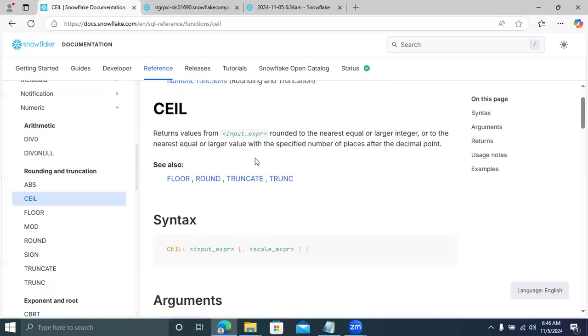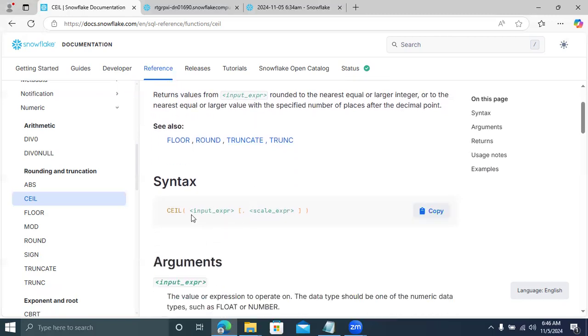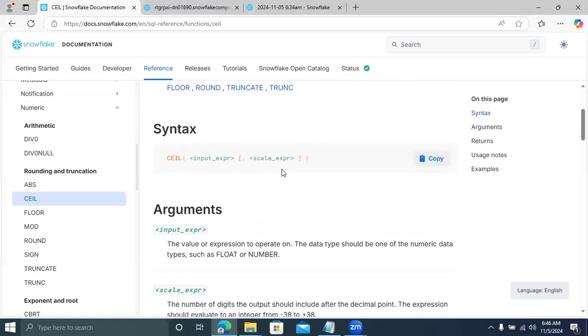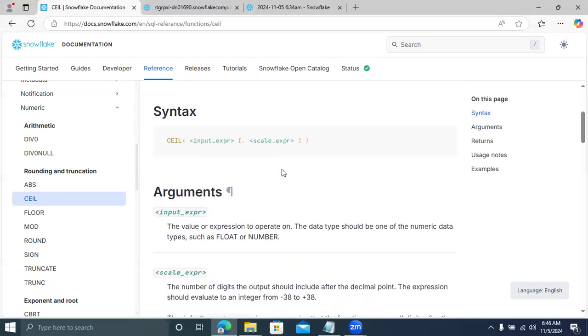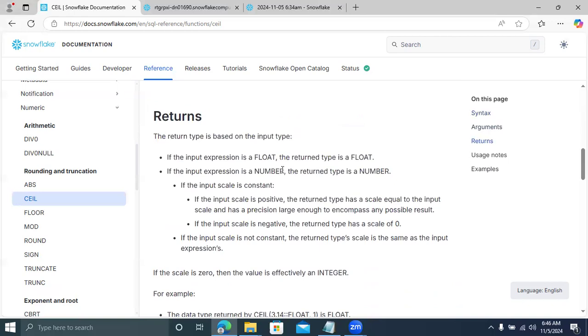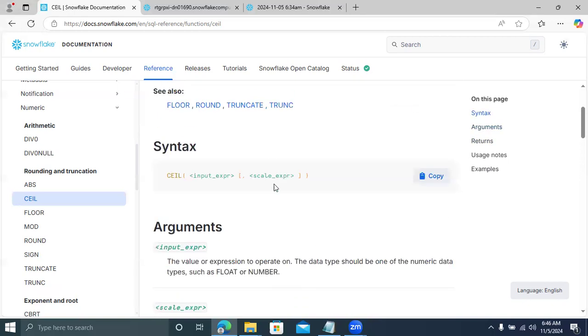Now, if you see the syntax, right? For the ceil function, you have to give the expression, the column name, and then you have to provide a scale value as well. Scale I'll explain later. Scale value is nothing but after the decimal, how many digits should come. That is called the scale expression.